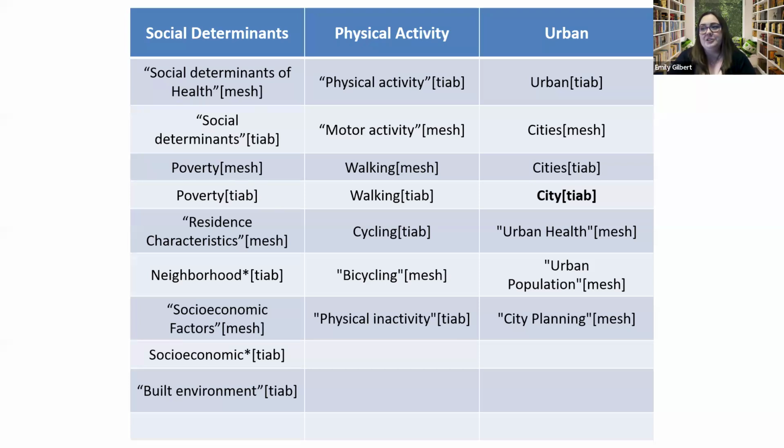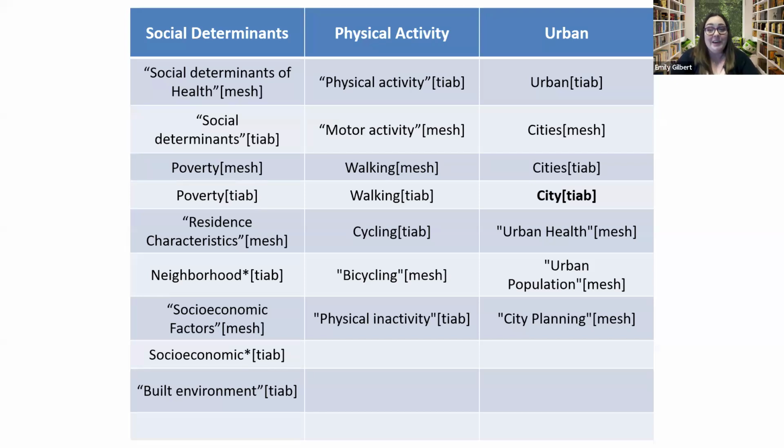Okay, so here's our spreadsheet in progress. You can see it's getting really long now. And another great note here: we see the bolded city keyword with the title and abstract field tag under urban. So that's another great reason why it's a good idea to use TIAB.